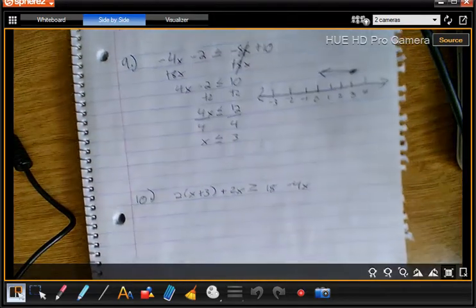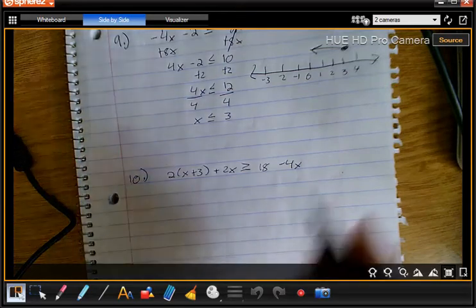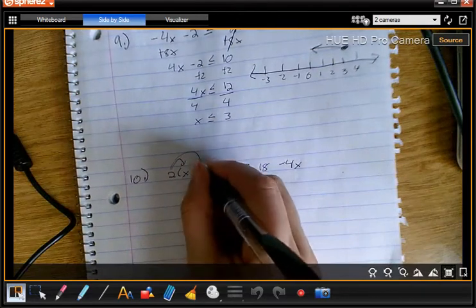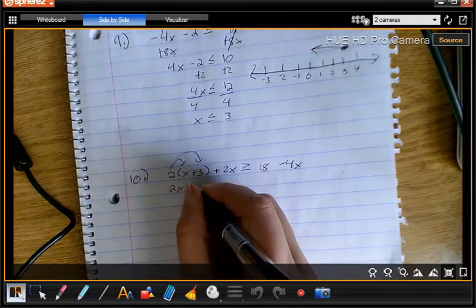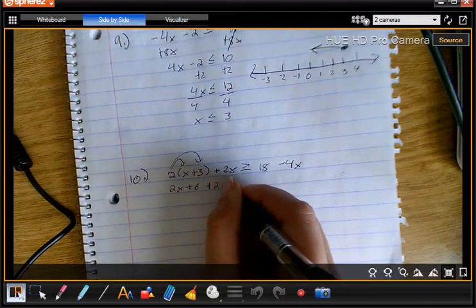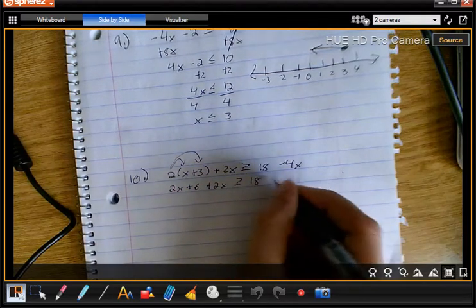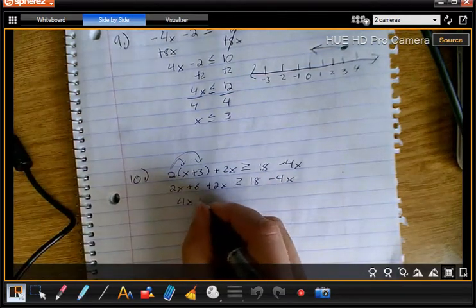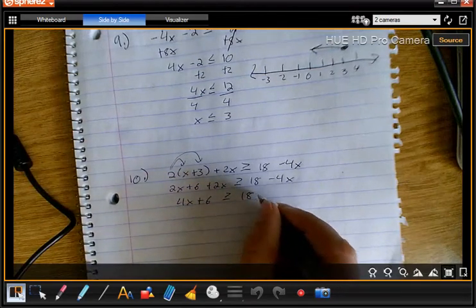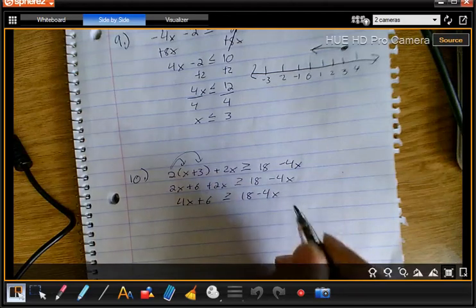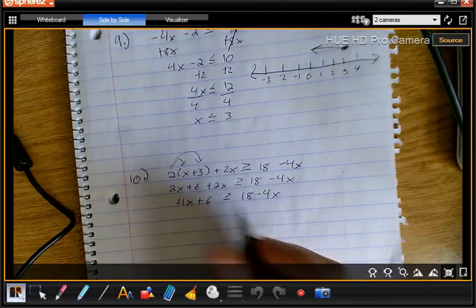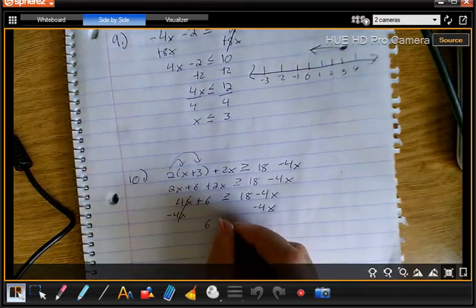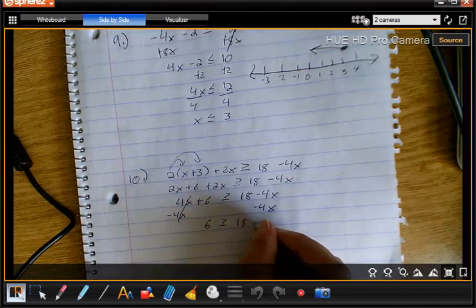Okay, so here I have got this equation, which is a few more steps. So I'm going to distribute 2x plus 6 plus 2x is less than or equal to 18 minus 4x. I'm going to add these two together. I get 4x plus 6 is less than or equal to 18 minus 4x. I am going to subtract 4x from both sides. And I'm left with 6 is less than or equal to 18 minus 8x.